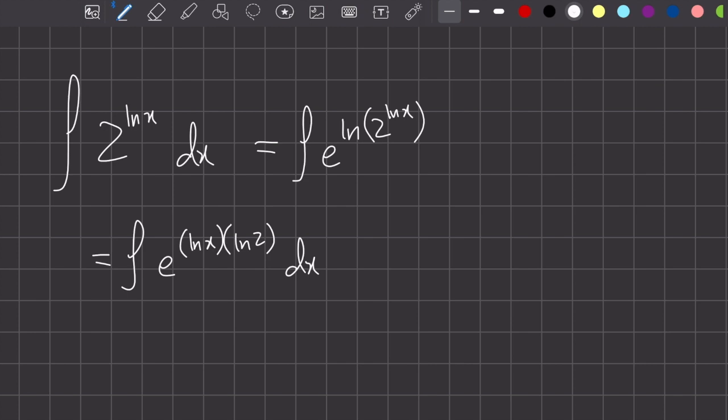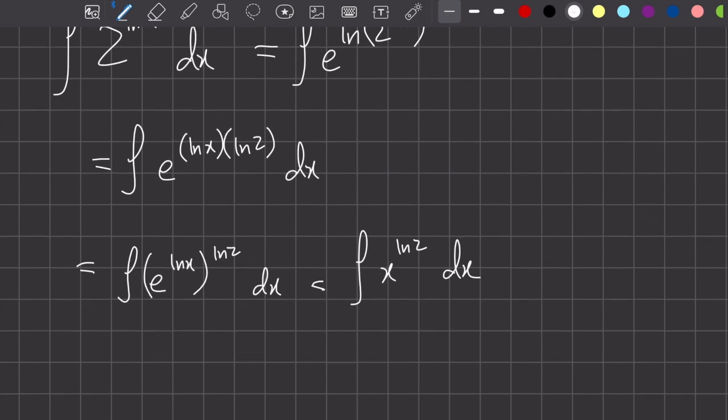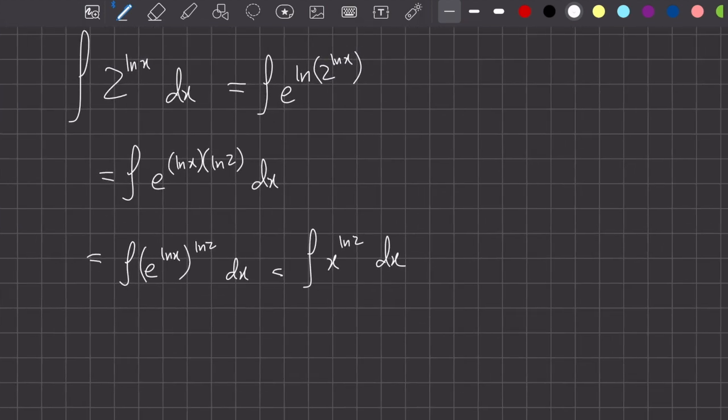Now, to make this easier to see, we can write this in brackets. E to the power ln x is the equivalent of x, so we write this as x raised to the power ln 2. ln 2 is just a constant, right? So, can we use the power rule of integration? Exactly. Evaluating this gives us the answer x power ln 2 plus 1 divided by ln 2 plus 1 plus c, which is just our final answer.